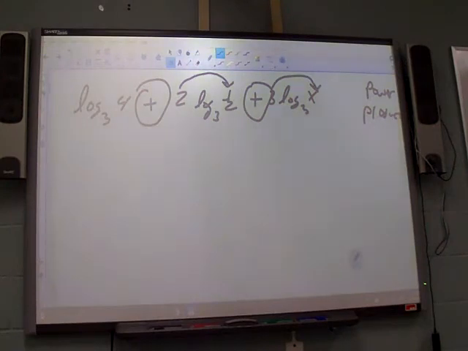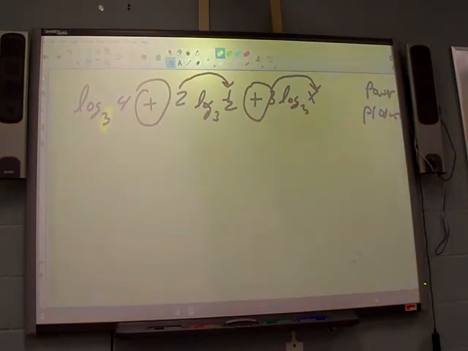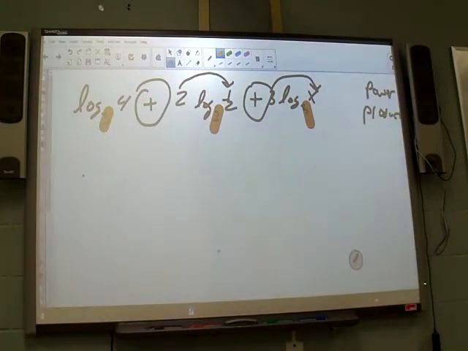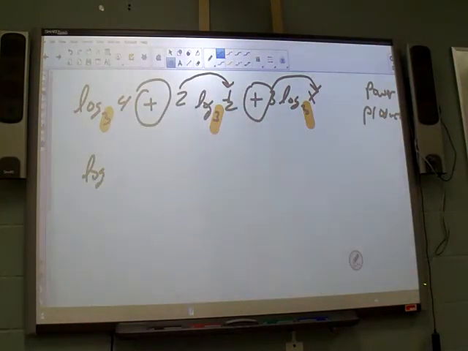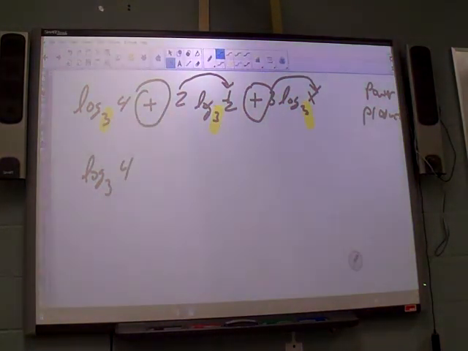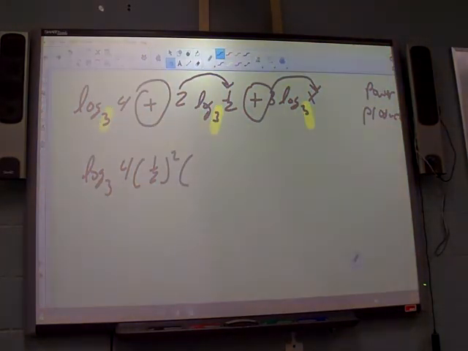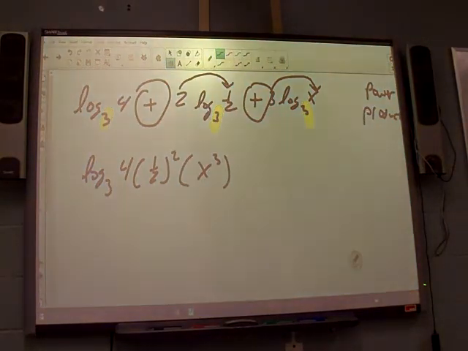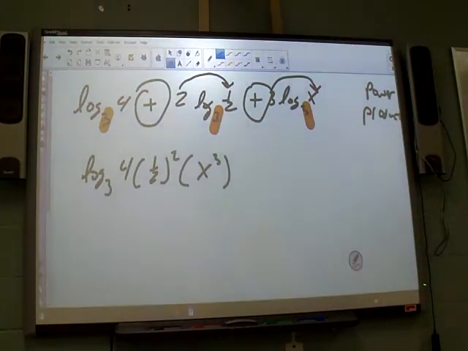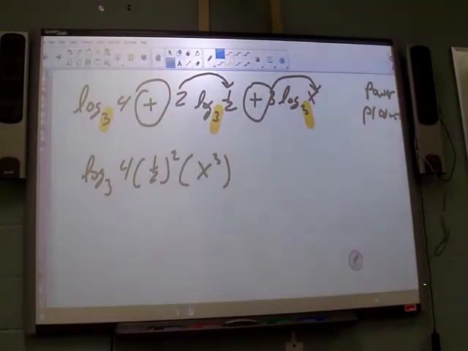Now notice, and this has to work, if they're not all the same bases, then you don't do anything. You would just say it can't be simplified. But we do have all the same bases, so we are going to bring that over: log base 3 of 4 times 1/2 squared times x cubed. That's funny, I put my squared outside and I put my cubed inside. I need to be more consistent. But there's some simplifying I need to do now.